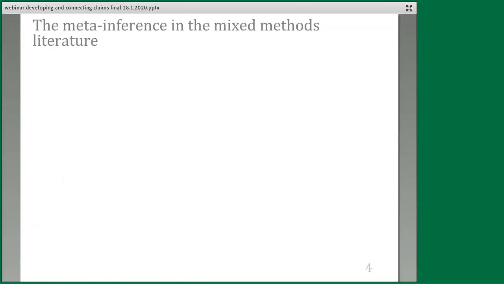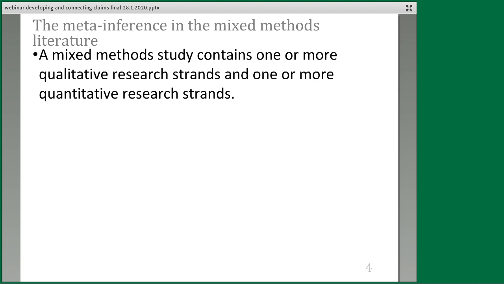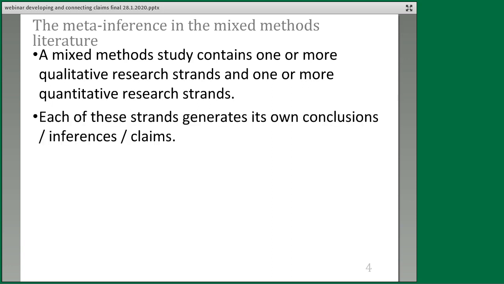Good. I think there are no questions until now, so I will start then by having a look at how the meta-inference is considered in the mixed method literature. So to repeat, a mixed method study contains one or more qualitative research strands and one or more quantitative research strands. Each of these strands generates its own conclusions, or sometimes people speak about inferences, or sometimes about claims.